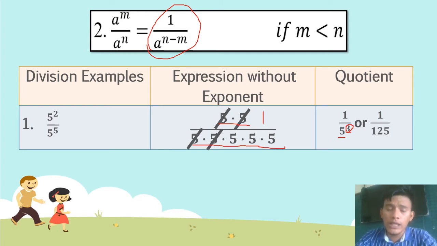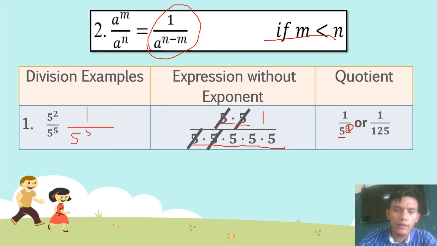If we use this law of exponents, this condition m less than n, our m here is 2 and our n is 5. So m is less than n. If we use the formula, our a here is 5, and that will be our base. Our n here is 5, and our m is 2.